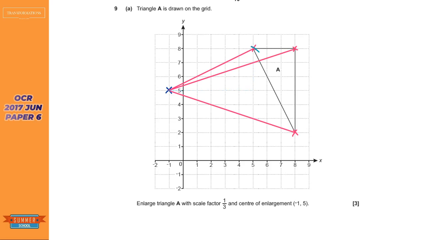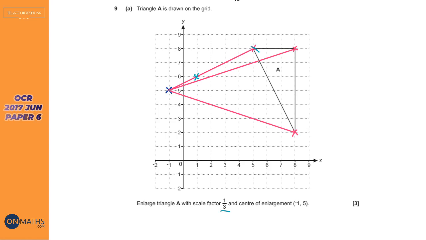So if it was 6 to the right and 3 up, when it's a third of that, instead of 6 to the right, it will be 2 to the right. And instead of 3 up, it will be 1 up, right? So it actually ends up being here.